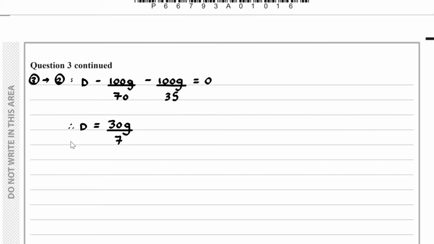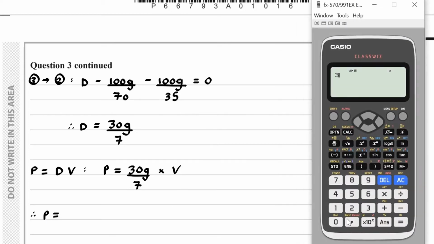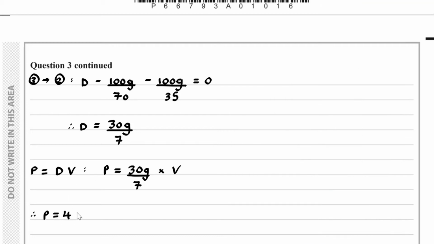What else do we know? Well, we know already that power is equal to the driving force, D, multiplied by the velocity, V. And so, using that idea, we can conclude that P equals D, which is 30g over 7, multiplied by V. So the power will equal 30 times 9.8 divided by 7, which is 42V. So P equals 42V.